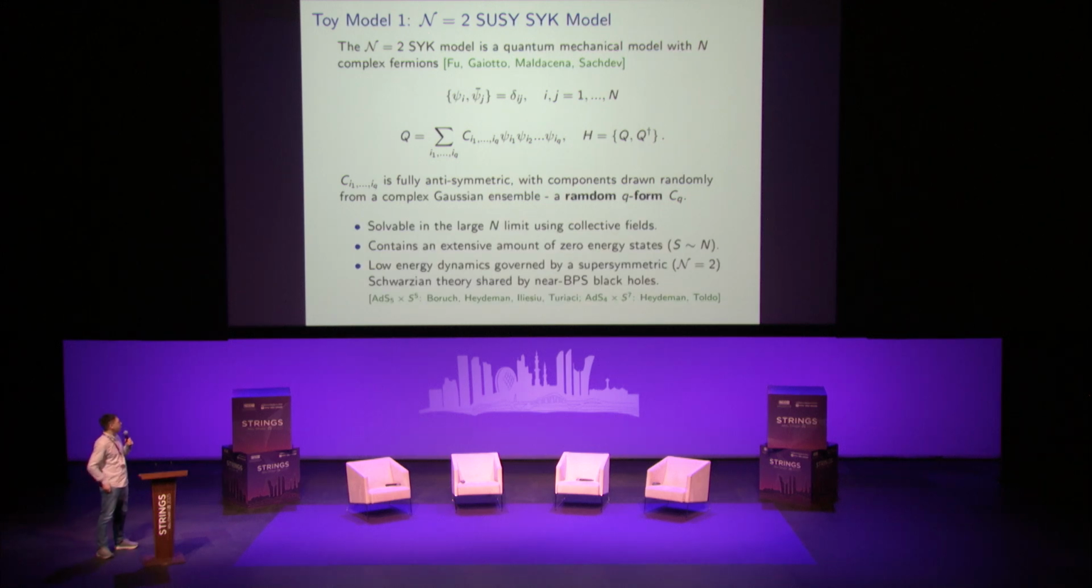Now, before I jump into the detail, let me review a little bit about the properties of this model. So it's a nice toy model because it's solvable in the large N limit using mean field techniques. Now, the model is known to contain an extensive amount of zero energy states. By extensive, I mean that the entropy of the BPS states grows as N. So this seems to be a good place to try to look for these fortuitous states. Now, another important aspect of the model is that the low energy dynamics of the model is governed by a universal effective theory called the Schwarzian theory. More precisely, the n equals 2 version of the supersymmetric Schwarzian theory. This theory has been proposed by various authors to be shared by various higher dimensional near BPS black holes.